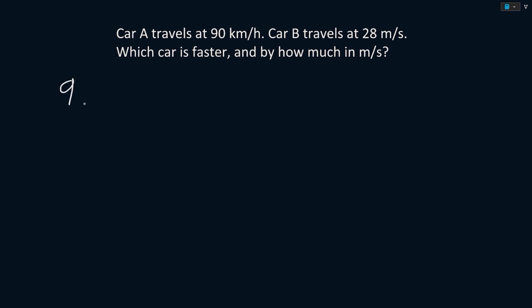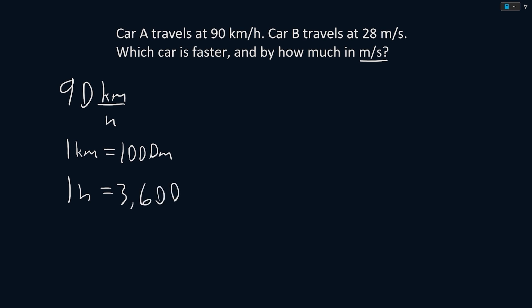Car A is going at 90 kilometers per hour, and we want to convert this to meters per second. We know that 1 kilometer is equal to 1,000 meters, and that 1 hour is equal to 3,600 seconds. So to convert from kilometers an hour to meters per second, we need to first convert our kilometers by multiplying through our conversion factor of 1,000 meters for every 1 kilometer.